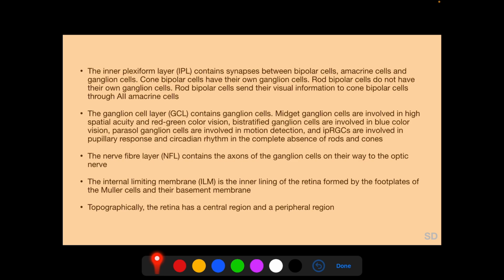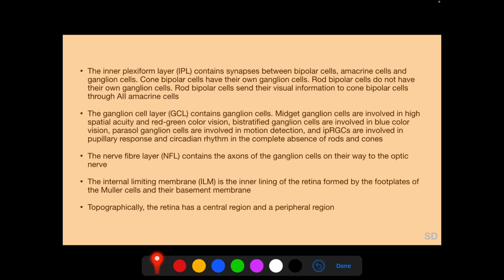Cone bipolar cells have their own ganglion cells, but rod bipolar cells do not. Rod bipolar cells send their visual information to cone bipolar cells through A2 amacrine cells. The ganglion cell layer contains ganglion cells. Midget ganglion cells are involved in high spatial acuity and red-green color vision. Bistratified ganglion cells are involved in blue color vision. Parasol ganglion cells are involved in motion detection, and intrinsically photosensitive retinal ganglion cells are involved in pupillary response and circadian rhythm even in the complete absence of photoreceptors.